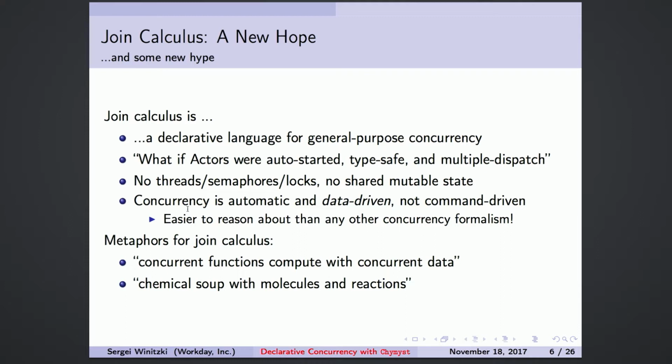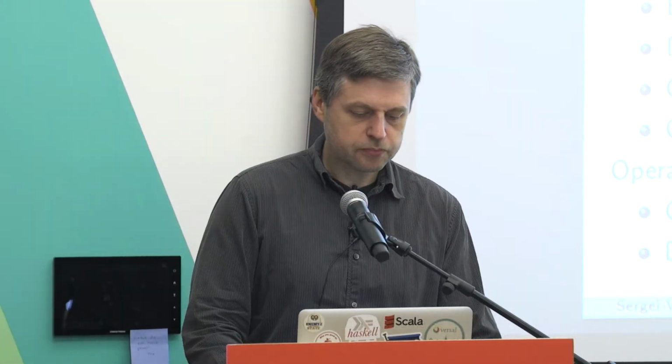One metaphor is concurrent functions that compute with concurrent data. So this is kind of a purely functional world on concurrency. The second metaphor is a chemical soup with molecules and reactions. That metaphor is a little more concrete and down to earth, and that's how I like to reason about concurrency in joint calculus or chemical machine.